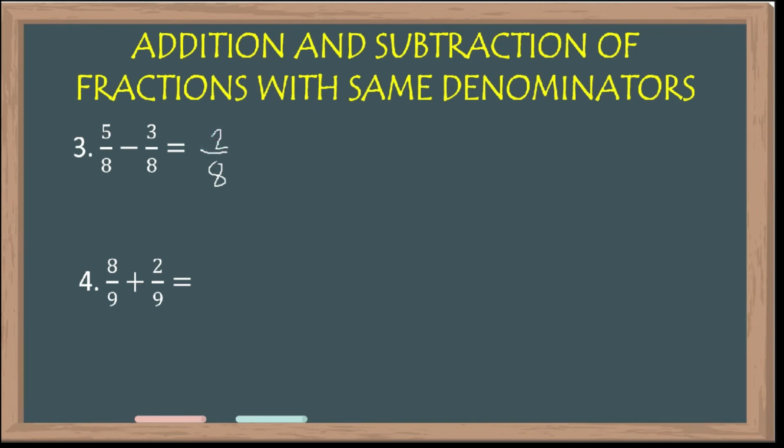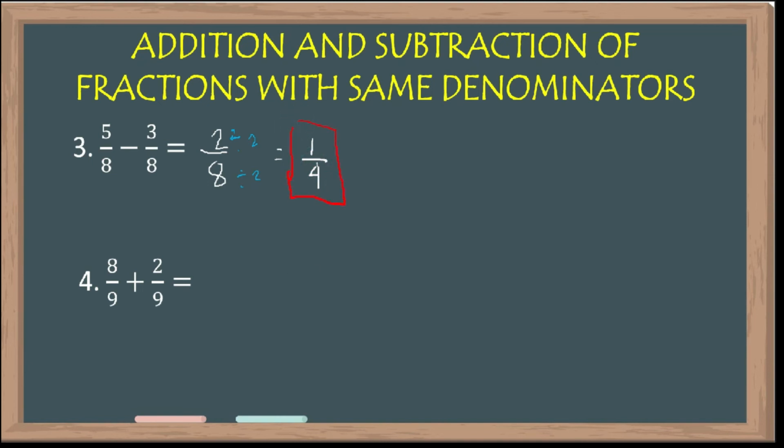And anong number pwedeng i-divide sa 2 and 8 maliban sa 1? So that is 2. So 2 divided by 2, 8 divided by 2. So 2 divided by 2, that is 1 over 8 divided by 2, that is 4. So ibig sabihin, our answer is 1/4.